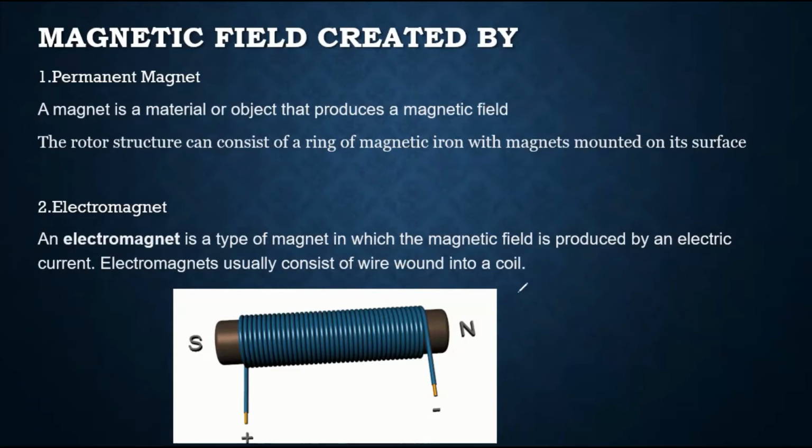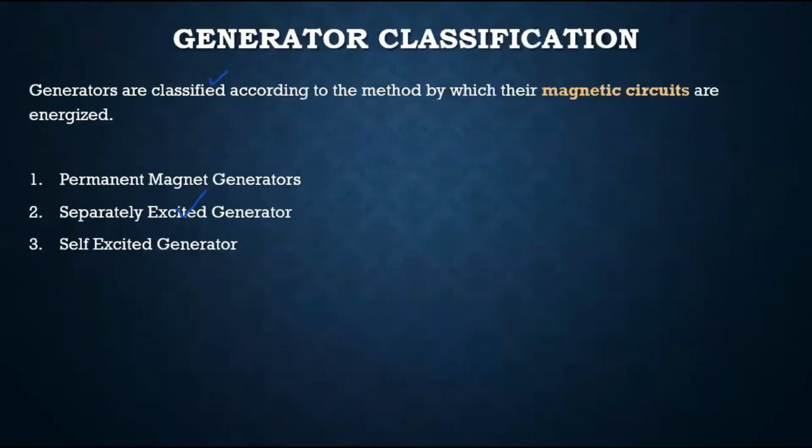As you can see in the figure, in an electromagnet, a wire is wound in a coil. In a permanent magnet, we have a magnetic field by default. In an electromagnet, when we pass current through this wire which is wound in this coil, it will create a magnetic field. So based on how the magnetic field is being excited, based on how it is being created, we can classify our generators into three main categories.